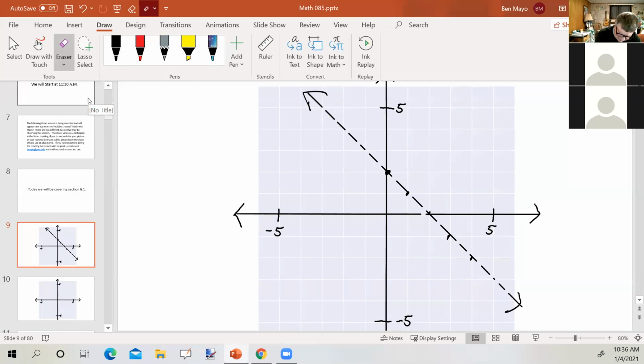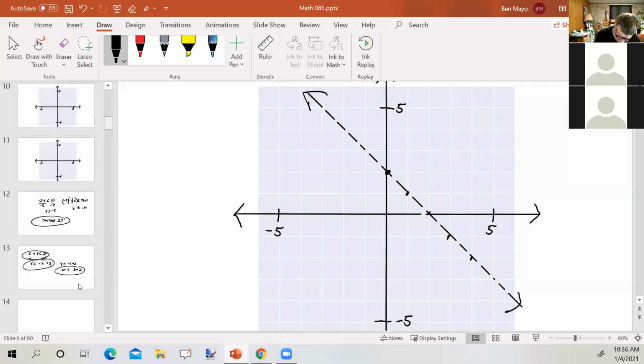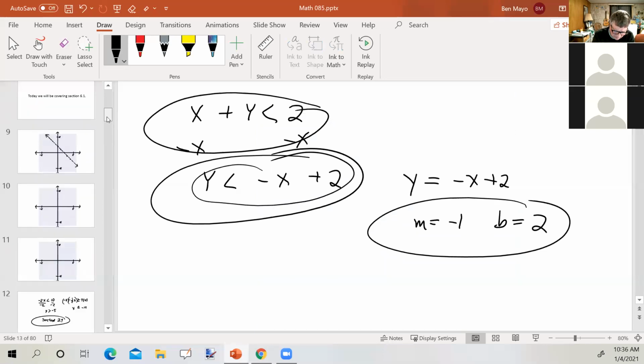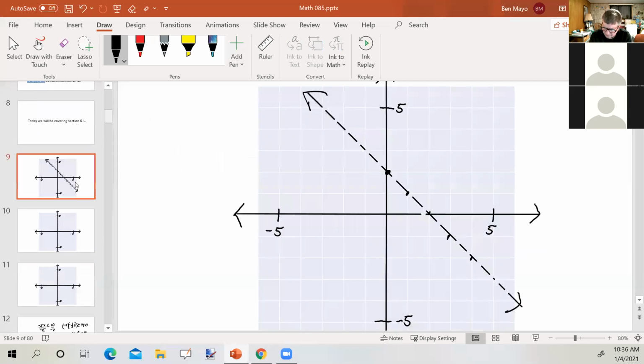Now, I'm going to go back to this. It says y is less than that. So looking at our graph, where would less than the line be? It would be below it.